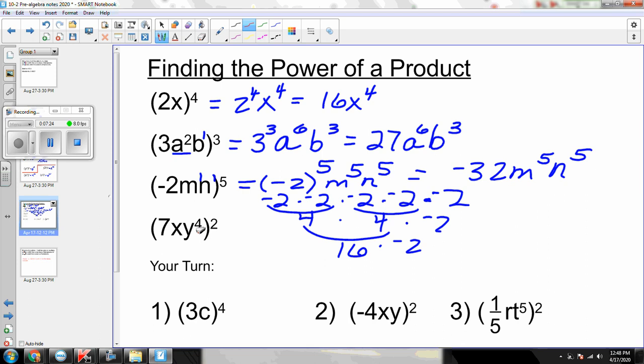Okay, on this next one, I'm taking 7xy to the 4th, to the 2nd. So this would be the same as 7 to the 2nd, x to the 2nd, y to the, when I take y to the 4th to the 2nd, I would multiply 4 times 2 to get 8. Then I could go ahead and say, well, 7 to the 2nd would be 7 times 7, 49. My answer is 49, x to the 2nd, y to the 8th.